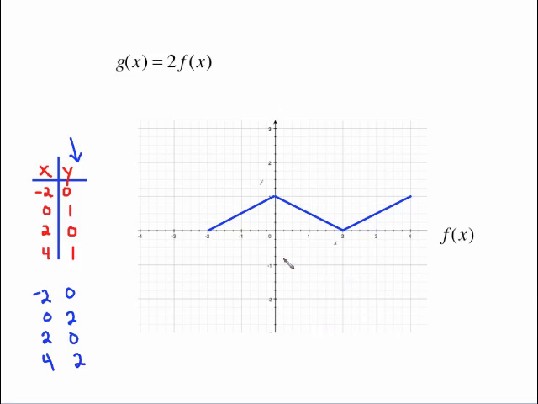And then I'm going to graph those on this graph. -2, 0 is right there. 0, 2 is right there. 2, 0, and over 4 up 2. Let's see if I can draw this a little better.